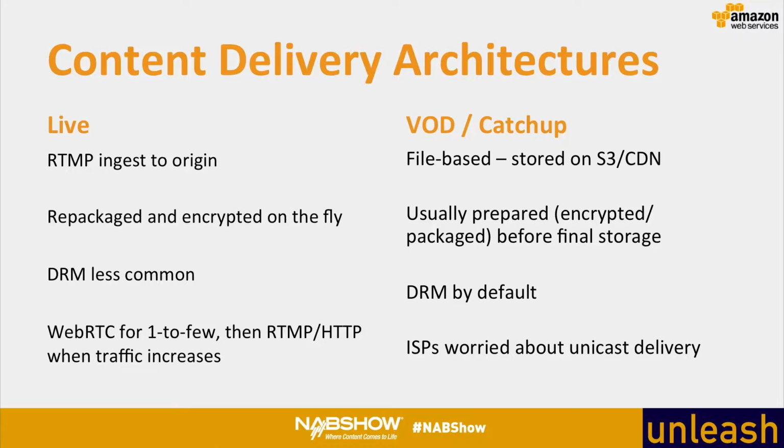You can store on an object store such as S3 or on a CDN, where there is storage provided on the CDN. Additionally, it's usually pre-prepared. That is, you are pre-encoding, pre-packaging, DRM wrapping, and then storing it into a service like S3 that can also act as an origin, and then you're doing simple delivery on demand. It's DRM by default because it's all file-based, and depending on the mandates by the content owner or the content producer, you could have different DRM mechanisms that we'll talk about in deep detail. But in either of these cases, what we see is that ISPs are worried more and more about unicast delivery, specifically in the case of digital.